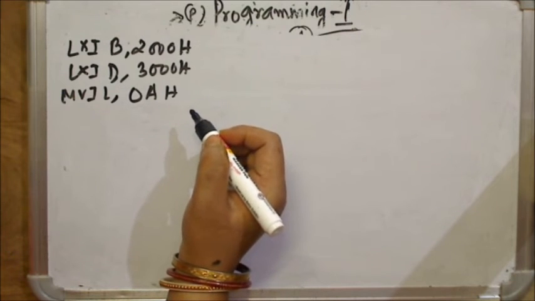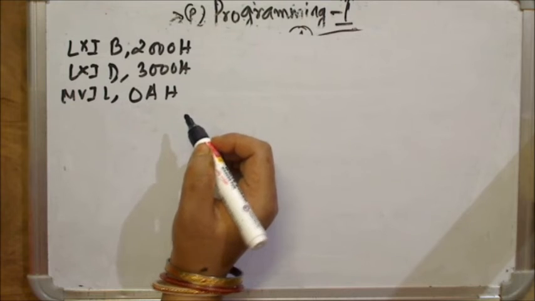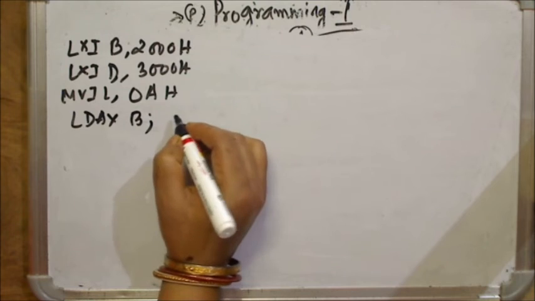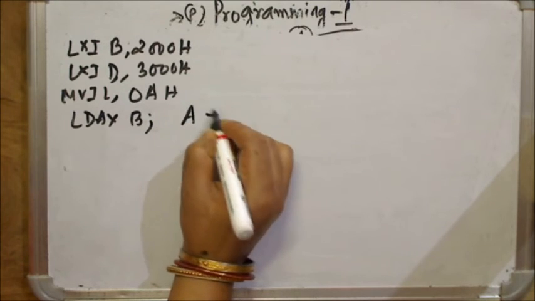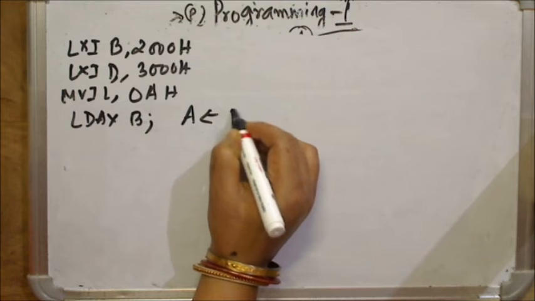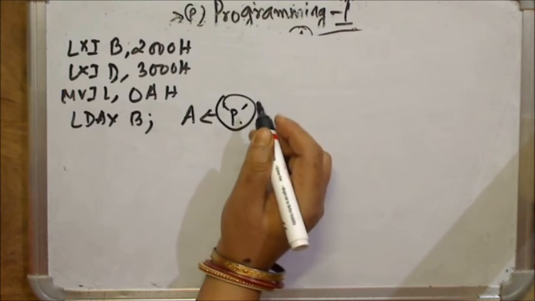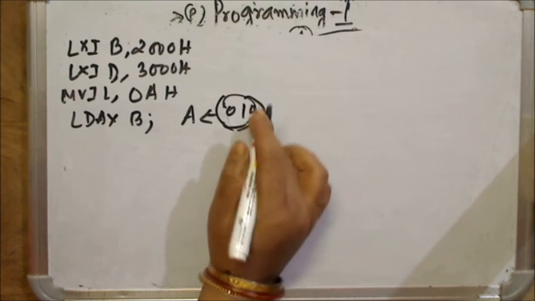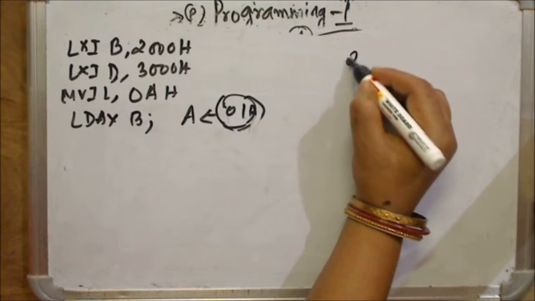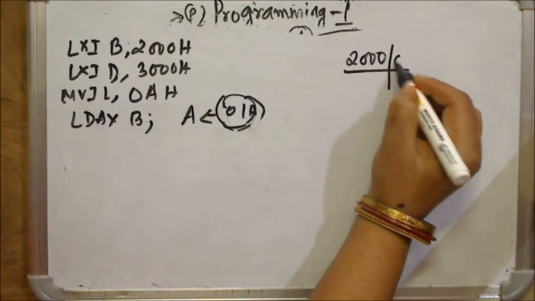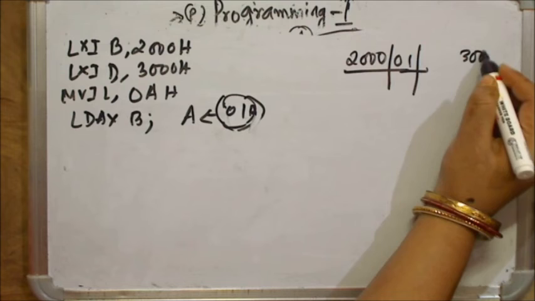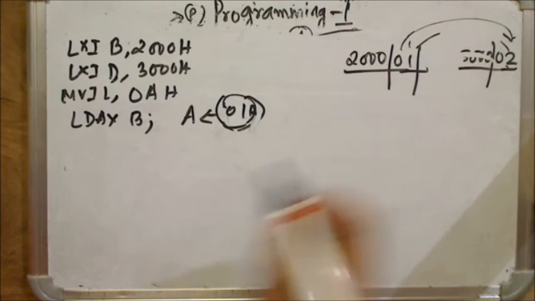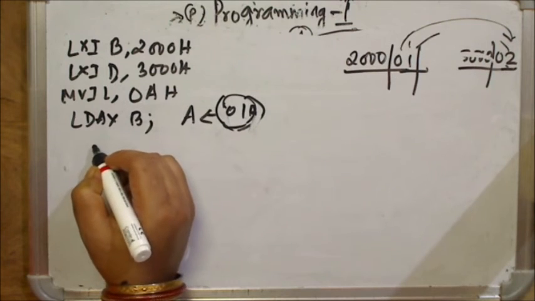Now take the data pointed by BC pair into A. Okay, what will be the instruction? LDAX B. So A will get the data pointed by BC pair. What was the data? Suppose we take the data as 01H. 2000 is storing 01H, 3000 is storing 02H. So this data will come here, this data will go here. So A is loaded with 01H. A loaded the first data.